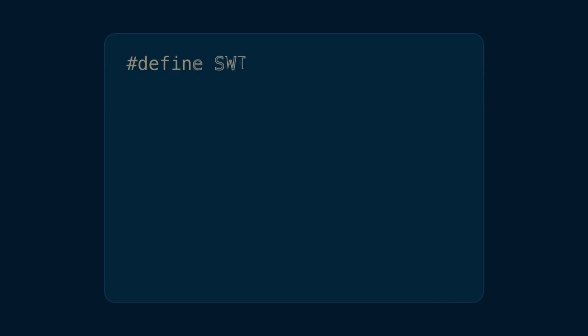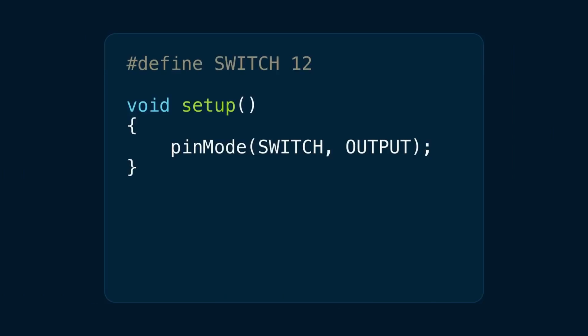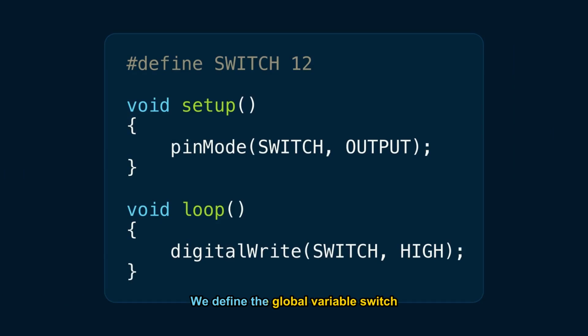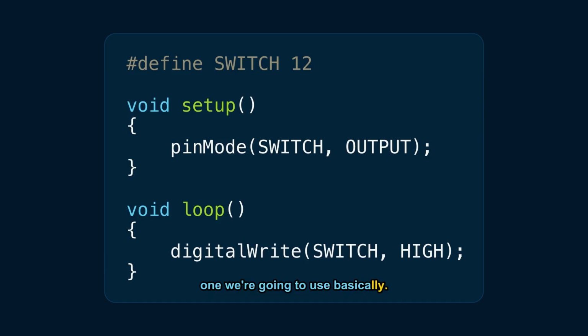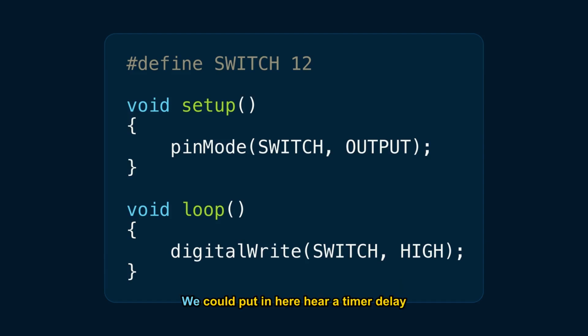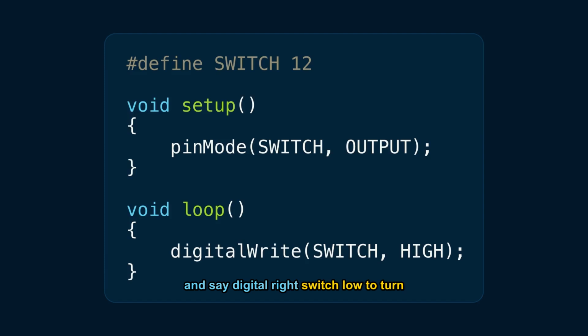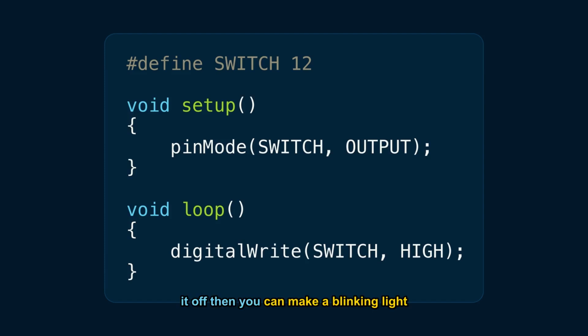The code is very simple. We have the basic setup. We define the global variable switch as a constant and give it the value 12. In the setup, we just say that's the pin we're going to use, basically. Then the loop itself runs continually. So here we say digital write, switch high, turn the transistor on. We could put in here a timer delay and say digital write, switch low to turn it off. Then you could make a blinking light.